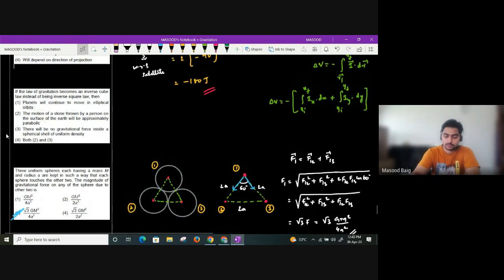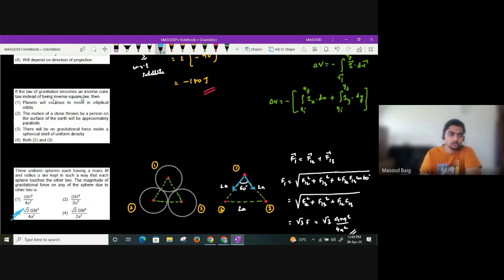Yes or no? Next case: if the law of gravitational force becomes an inverse cube law instead of an inverse square law, so gravitational force is inversely proportional to r cube, what will happen in this situation? Planets will move in elliptical path only. Motion of a stone: there will be no gravitational force inside a spherical shell of uniform density. Obviously, this will be correct only. Shell means there is no mass inside, no? The motion of a stone thrown by a person on the surface of the earth will be approximately parabolic.